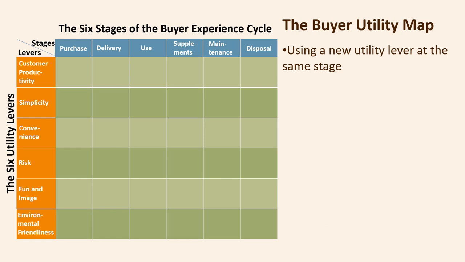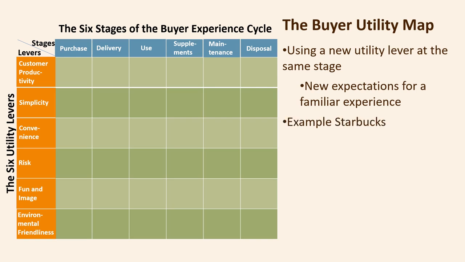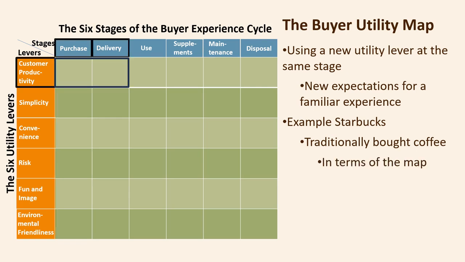We are using a new utility lever at the same stage. Many successful innovations create new expectations for a familiar experience. Starbucks, which has revolutionized the office workers' coffee break, is a case in point. Traditionally, people bought coffee in delis or fast food chain businesses that competed by offering customers fast and cheap coffee. Regarding the map, those companies focused on delivering customer productivity in the purchasing and delivery experience. Quick in and quick out. The speed of the process is of the utmost importance.